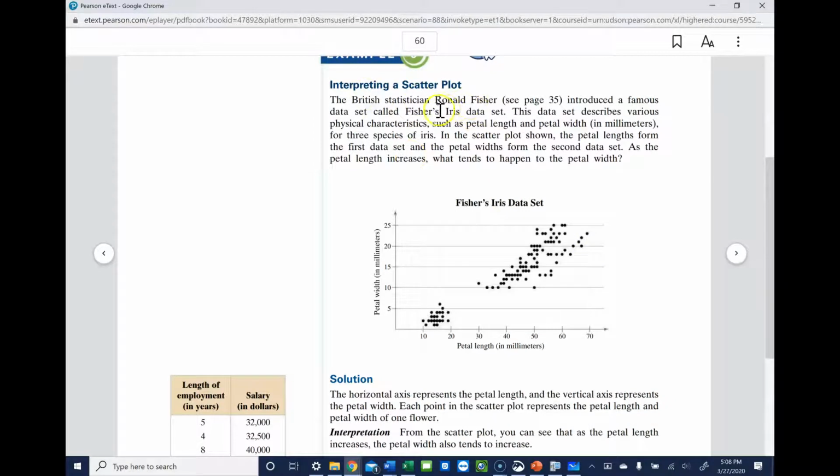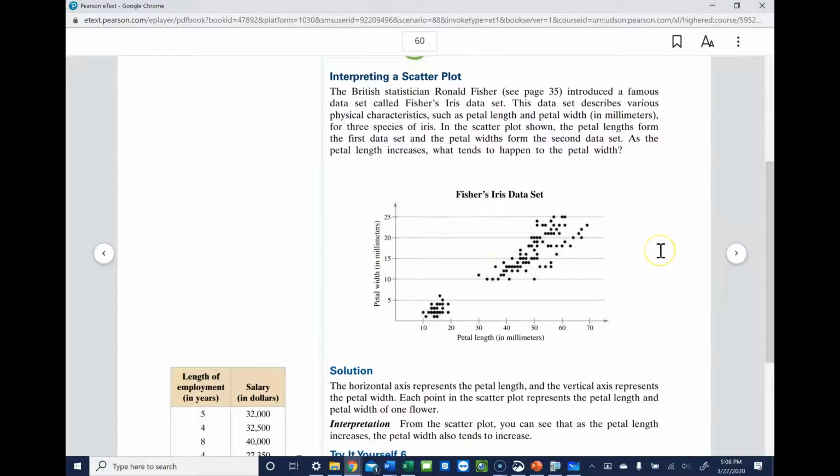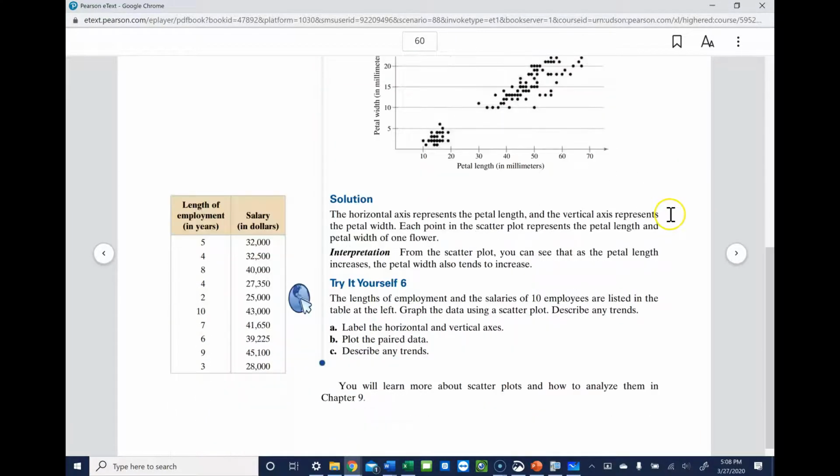The British statistician Ronald Fisher introduced a famous data set called Fisher's iris data set. This data set describes various physical characteristics such as petal length and petal width for 3 species of iris. In the scatter plot shown, the petal lengths form the first data set and the petal widths form the second data set. As the petal length increases, what tends to happen to the petal width? You can see the width increases, because as the length is going up, the dots are going higher. So they're getting more width as well. So it's just these ordered pairs.